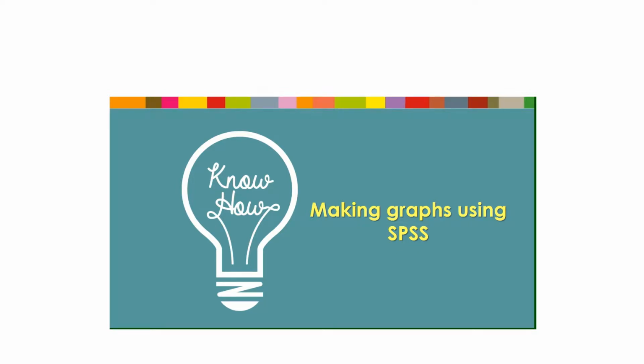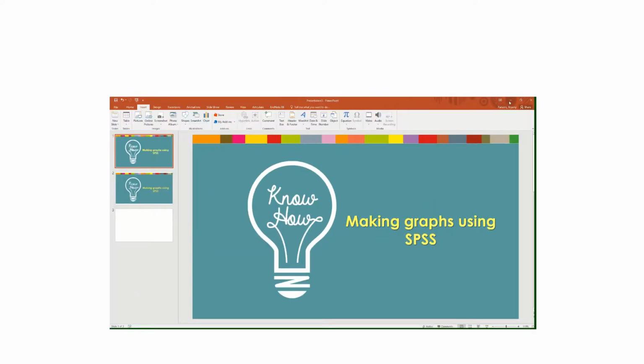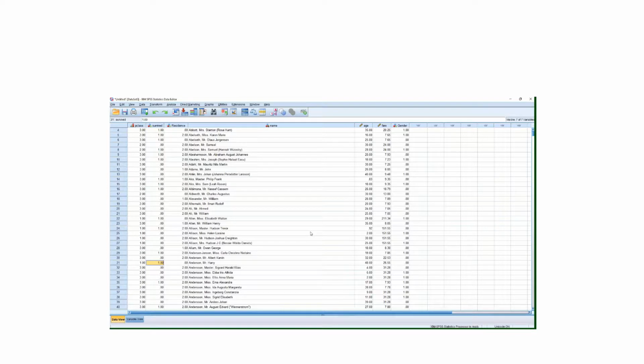This video ends on making graphs using SPSS. As before, we will be using the Titanic dataset, which you can download from Vital Know-How Academic Success. There's also a handbook that you can follow.